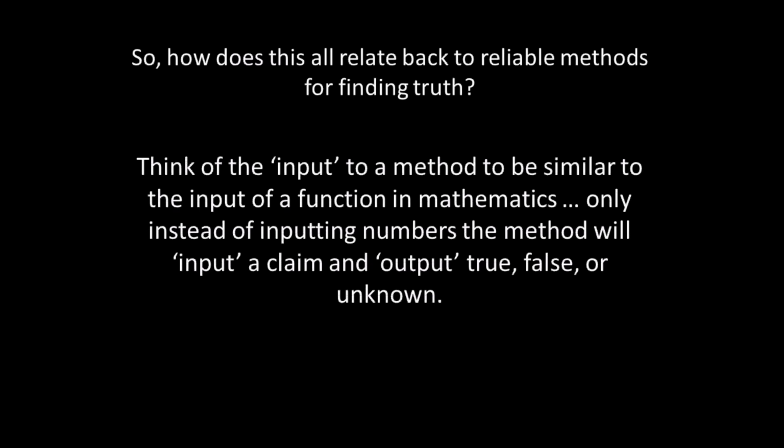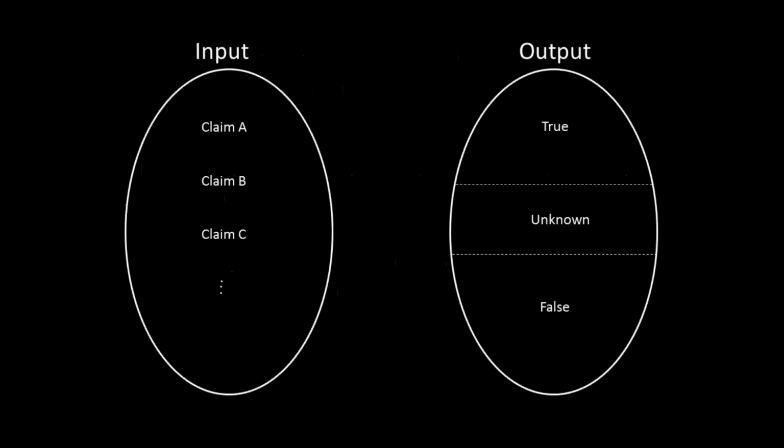Well, if you think of the input to a method to be similar to the input of a function in mathematics, only instead of inputting numbers, the method will input a claim and output true, false, or unknown. So in this case, we'll have an input set on the left and an output set on the right again. Only instead of numbers on the input, we're going to have claim A, claim B, claim C, and so on. And on the right, instead of mapping to numbers, we're going to be mapping to true, false, or unknown. And we'll be denoting that with arrows again, and with the method, whatever that method might be.